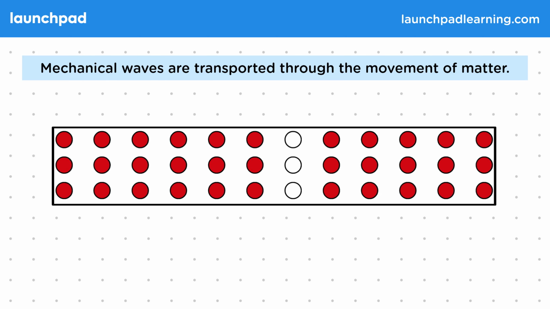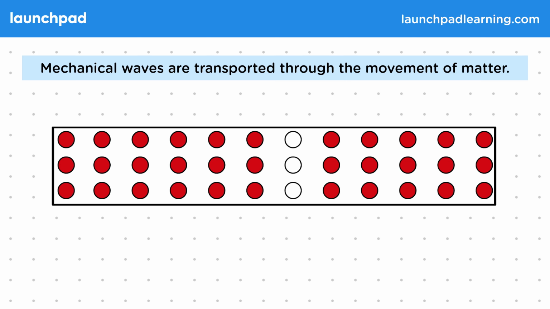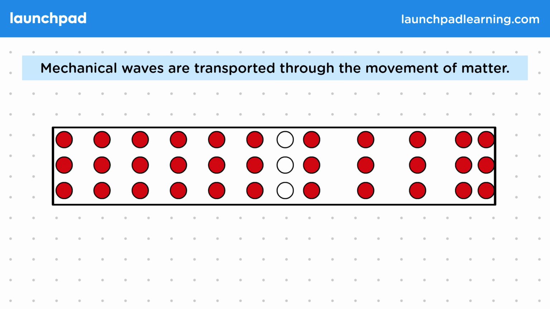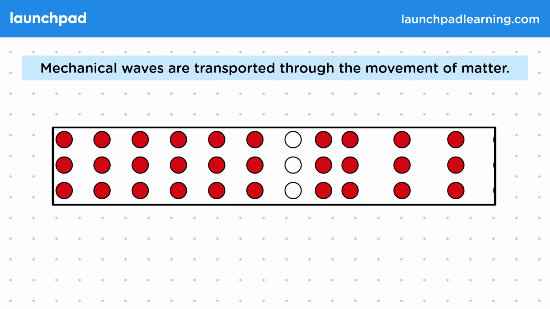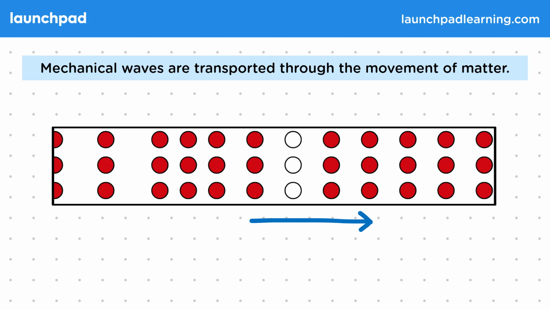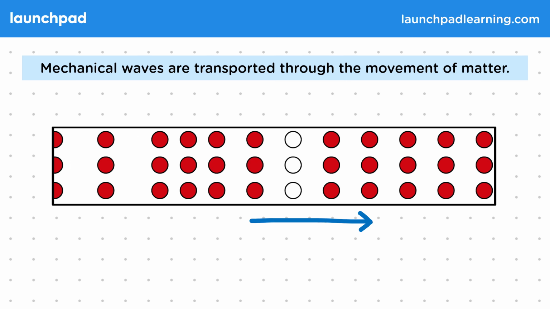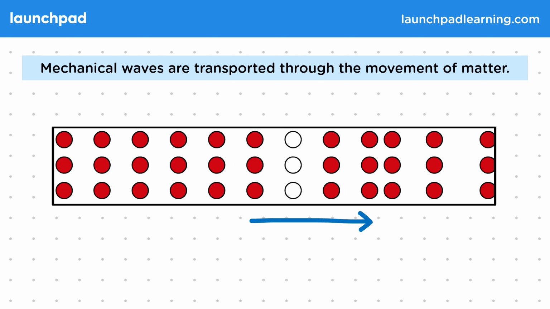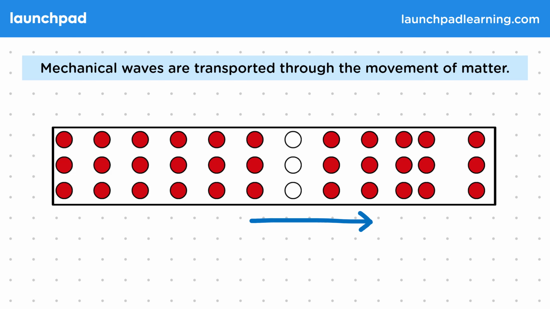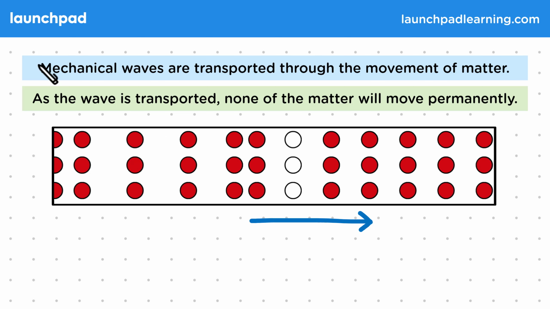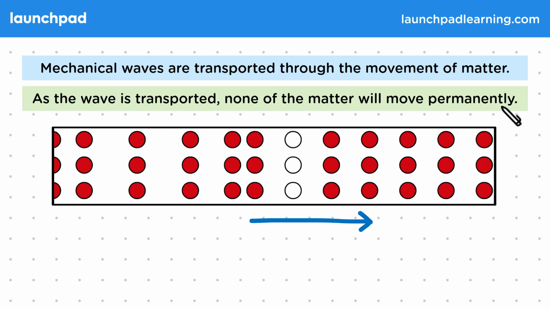We can visualize the motion of a sound wave like this, where the circles represent the air molecules the waves move through. Because the waves travel through the movement of this matter, it's a mechanical wave. As we can see, the wave travels in this direction, as this is how the energy is moving through the molecules. Once the energy reaches a molecule, it causes it to move, which then causes the next molecule to receive energy and also move. However, as the wave is transported, none of the matter will move permanently.